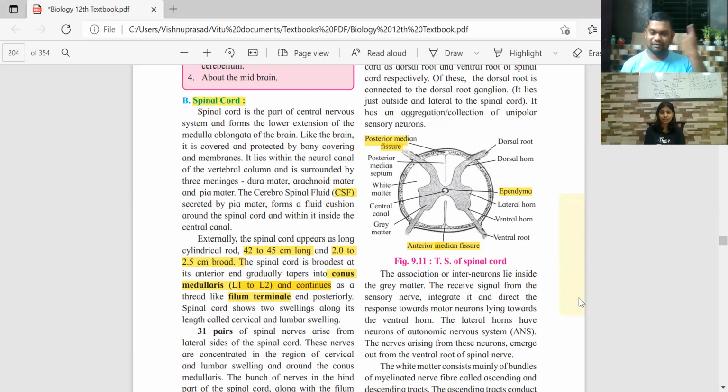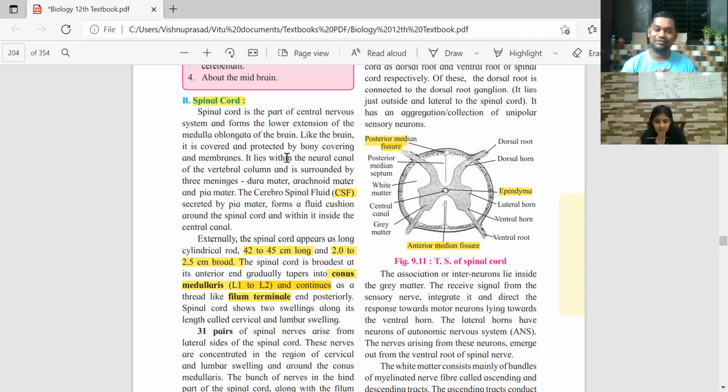So, the last part of the brain is the medulla oblongata. That same medulla oblongata continues down all the way till the tail region to form the spinal cord.